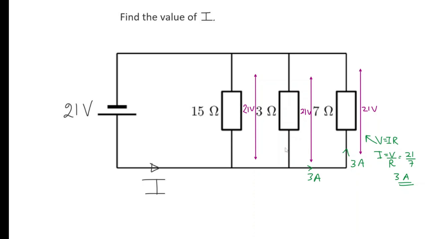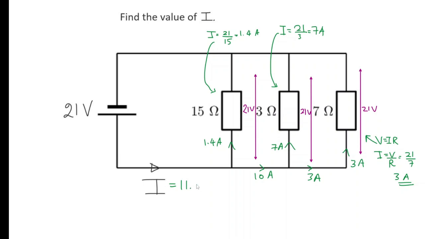For this one, I is equal to V over R, that is 7 amps. 3 here, 7 here, add them up, 10 amps. For this branch, I is equal to V is 21, R is 15. So this one here is 1.4 amps. The value of capital I is 10 plus 1.4, 11.4 amps.